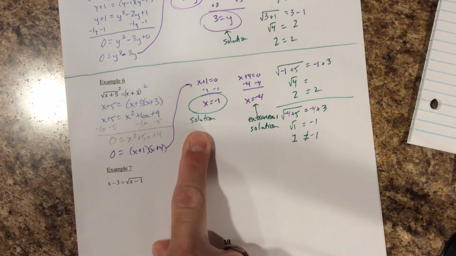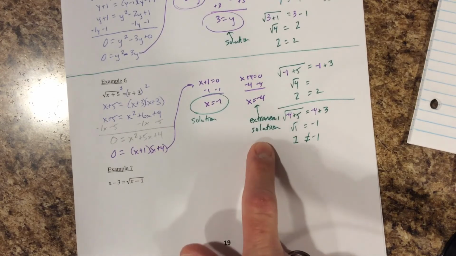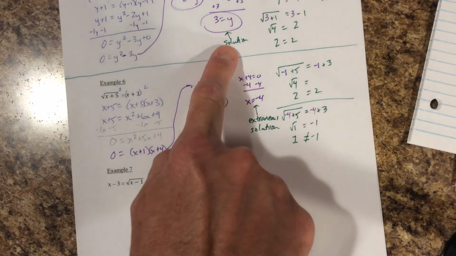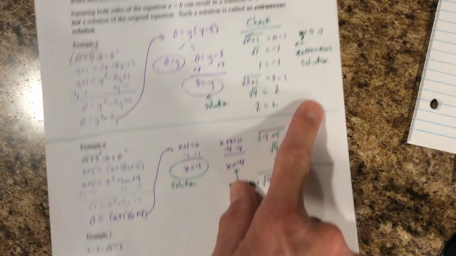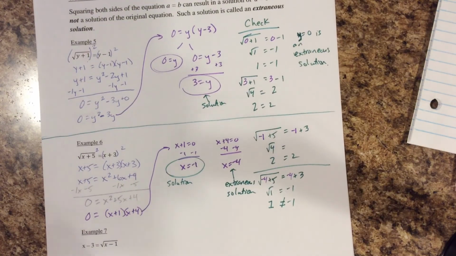Okay? Now there will be some that say solve, state the extraneous solution. If that were the case, we only would state x equals negative 4 for this example, and we'd state y equals 0 for the first example, because those solutions are the extraneous solutions. They're the ones that we get when we work out the problem that do not work when we check it.